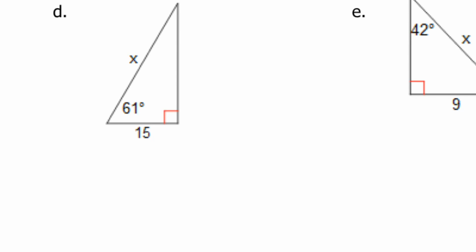In part D, we're going to label our sides on our triangle with respect to this 61-degree angle. So across from that, we would have our opposite side length. And then across from our 90-degree angle, we would have the length of our hypotenuse, which is x. And then this other side, length of 15, would be the length of our adjacent side, the side that's adjacent to the 61-degree angle.